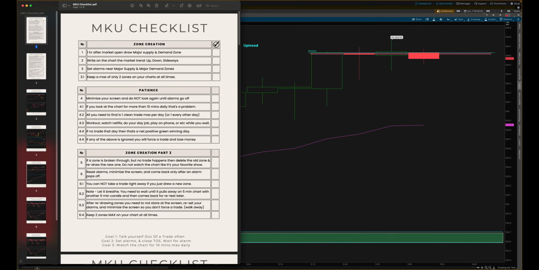That's 4.1. 4.2. All you need to do, as I've already mentioned, is find one clean trade max per day or one every other day, realistically. The reason I have this in parentheses is because a lot of people have the antsy/anxiety piece of it that they think just because the day is going on, they need to make a trade.